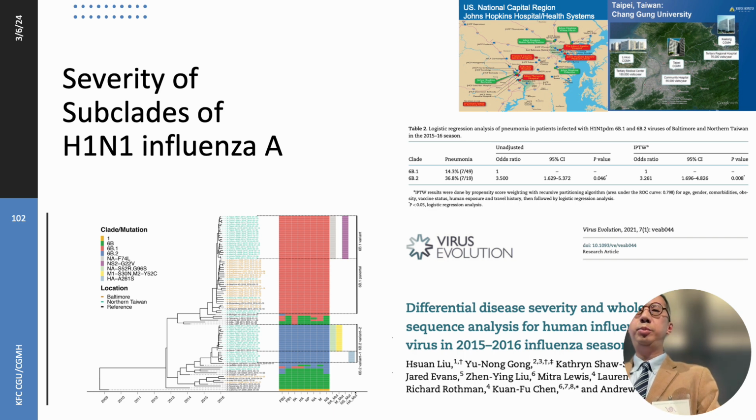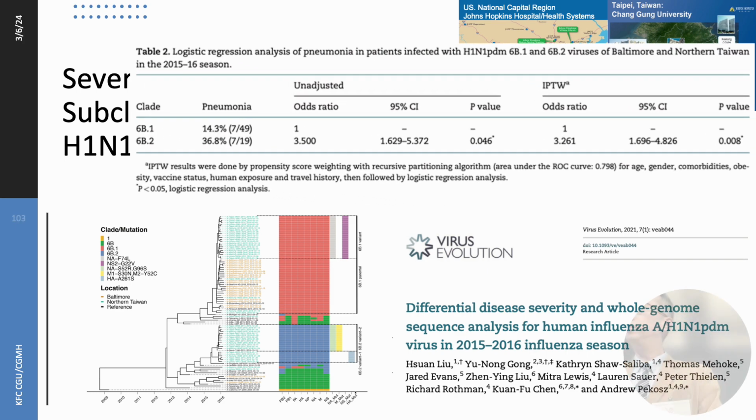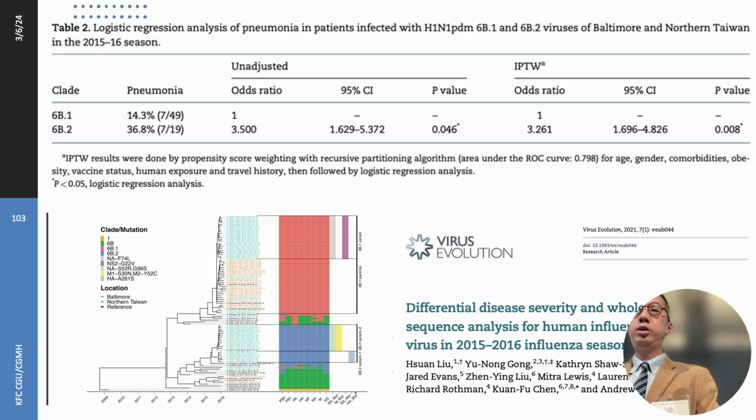We then investigated how specific virus characteristics correlate with patient phenotypes in H1N1 influenza A virus infection, using machine learning algorithms to analyze the association between different virus clades and disease severity. Using the recursive partitioning algorithm, we developed models to predict the propensity of being infected by different clades of influenza A viruses. After weighting the propensity to adjust for potential confounders, our approach has shown a significant association between 6B2 and development of pneumonia.